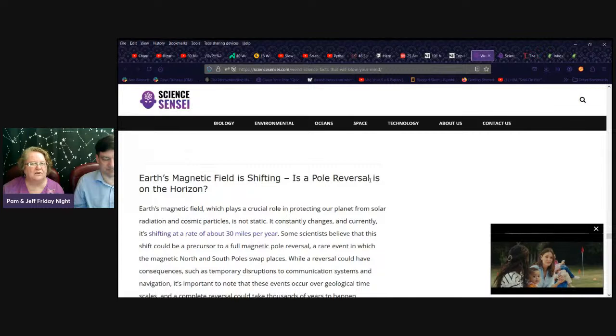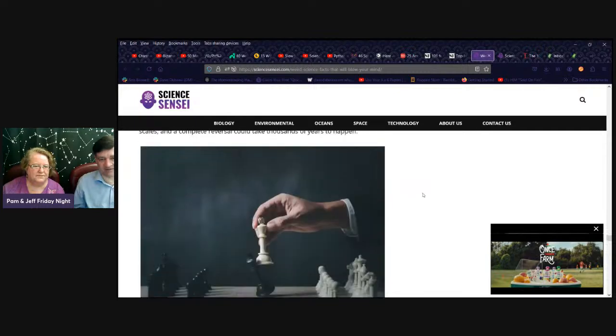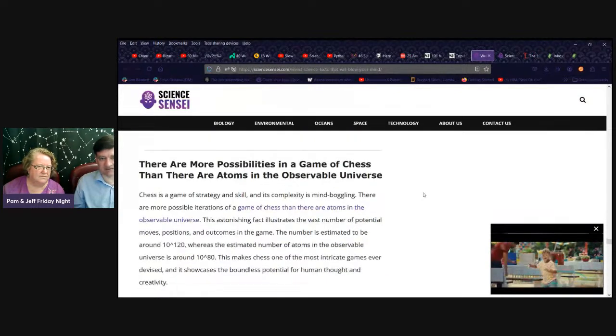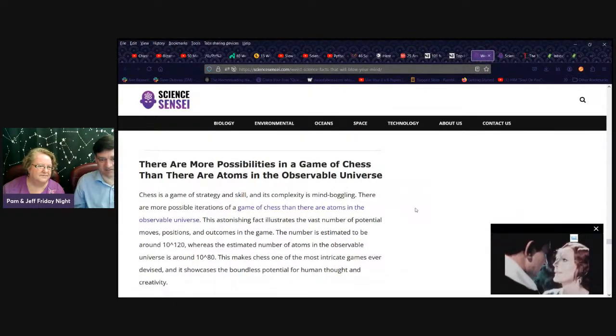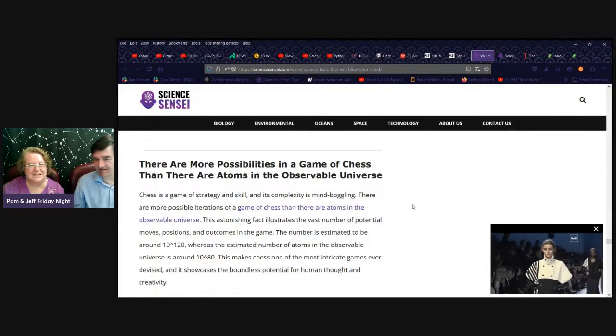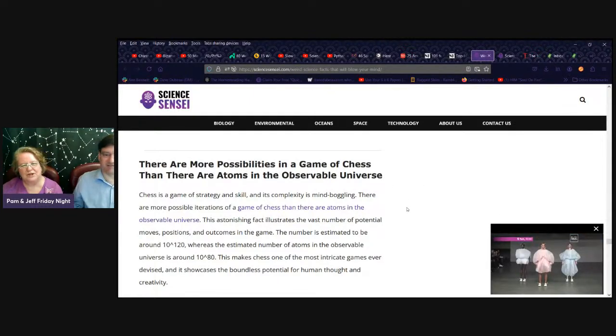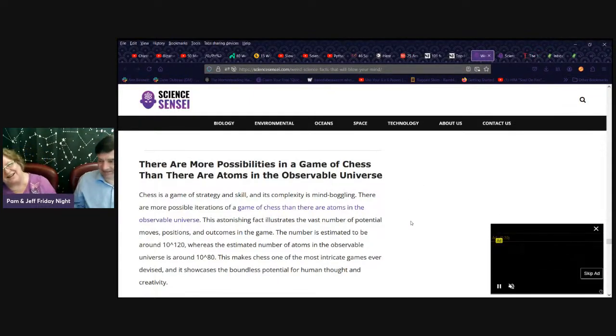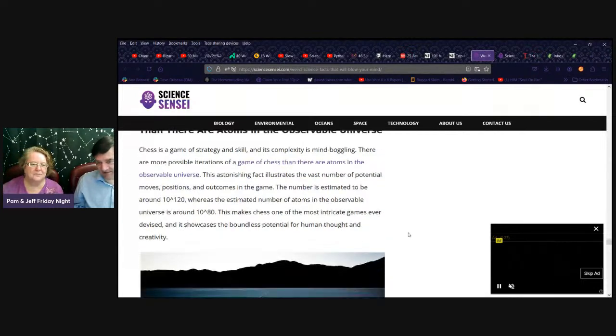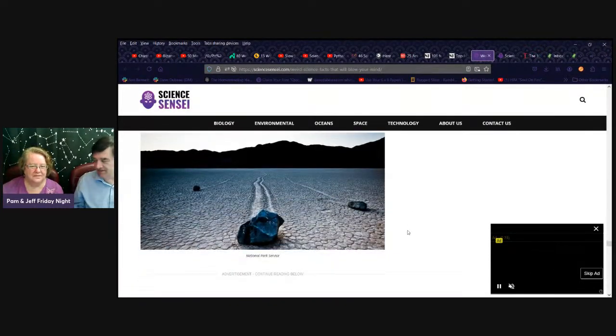What's this one? Oh, the magnetic field. Okay, there is a pole reversal on Earth. Earth's magnetic field is shifting. It's a pole reversal on the horizon. Yeah. What? More possibilities in a game of chess than atoms in the observable universe? Yep. So many different pieces, and then it's the doubling issue.